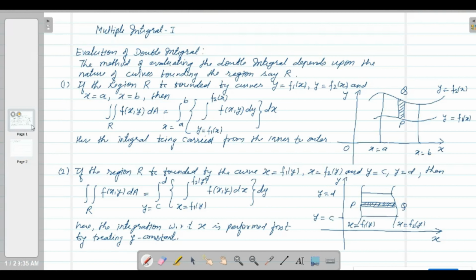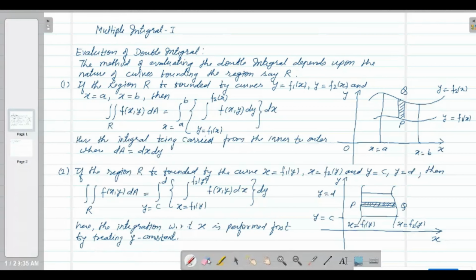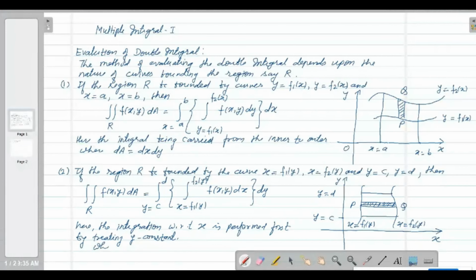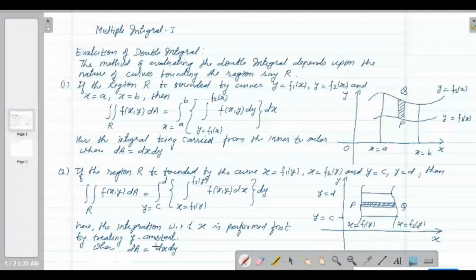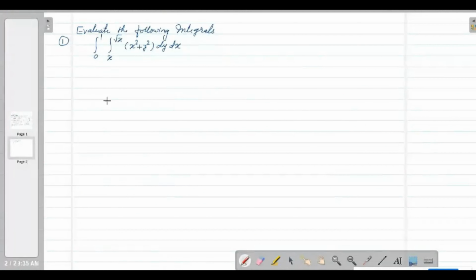See here, dA means what? dA means dx and dy. Where dA is equal to dx and dy. You should not have confusion here. So we will evaluate this integral first.